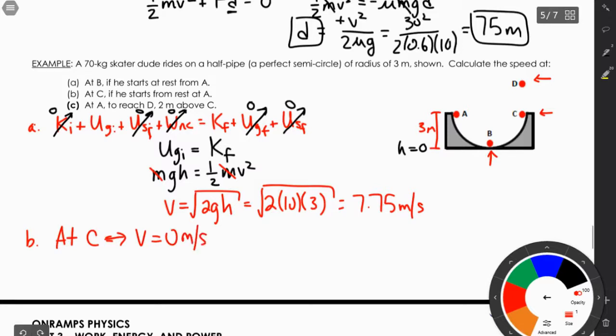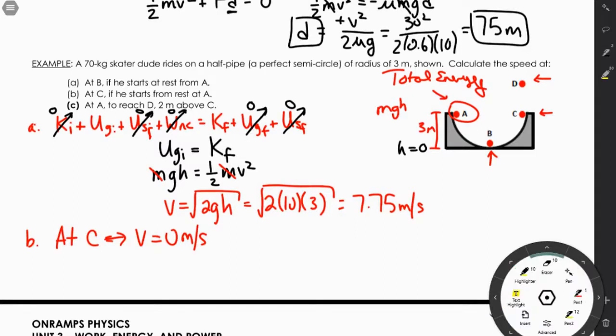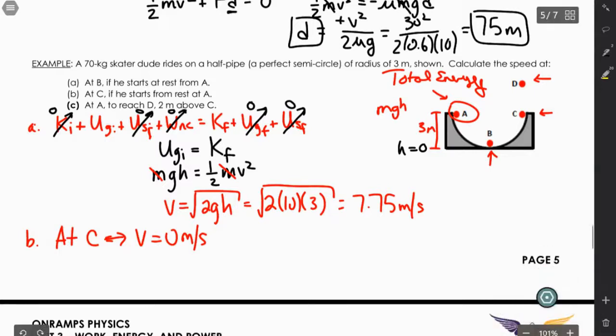And the conceptual idea is that whatever you have at A, that's the amount of energy you have to carry. And note, the point A sets the total energy. If it's starting from rest, that's just MGH. And if I come over to C, H is the same thing. And so what does that mean? That it actually stops at point C.